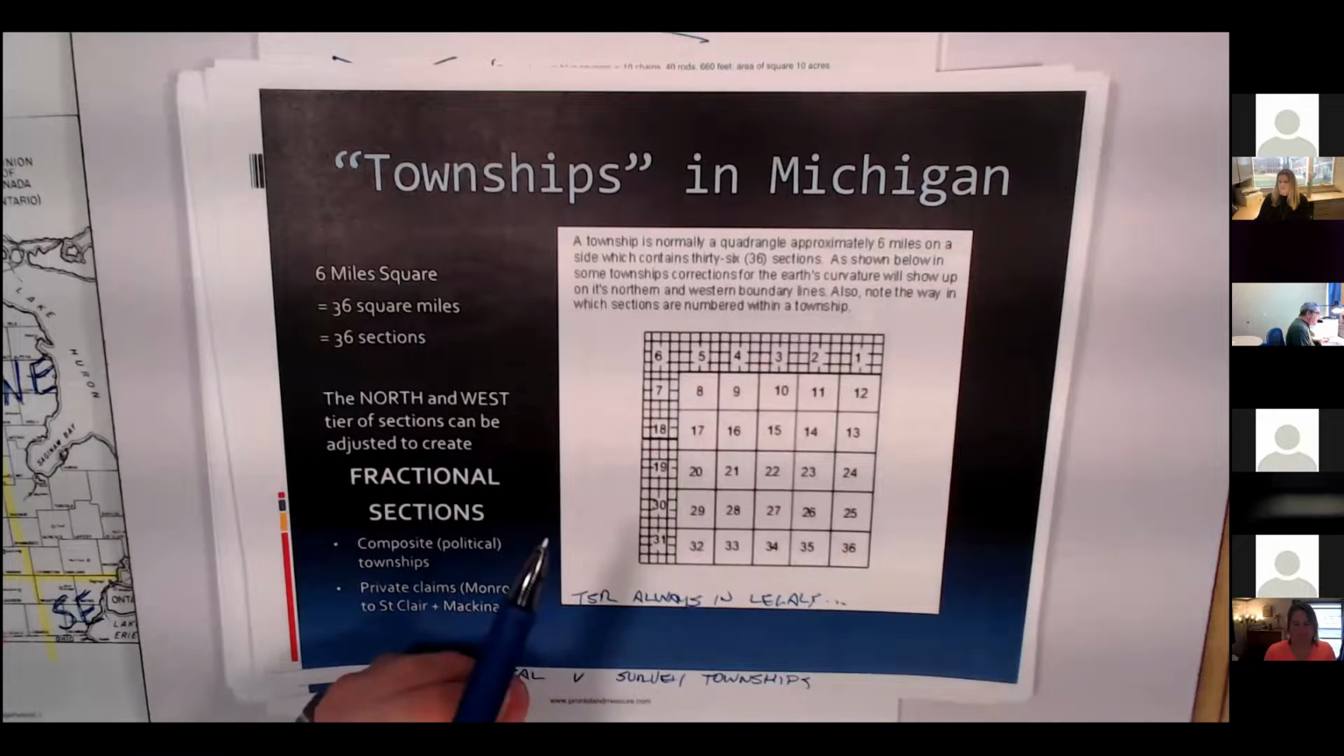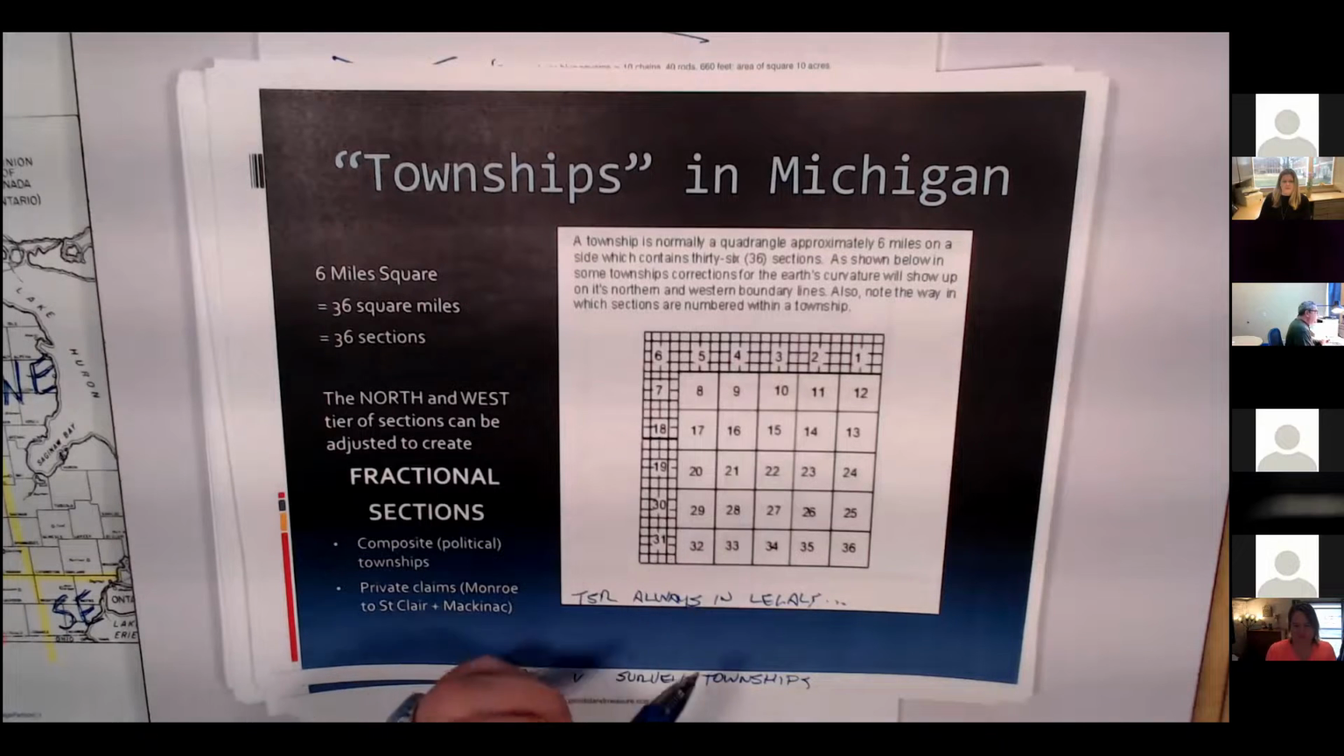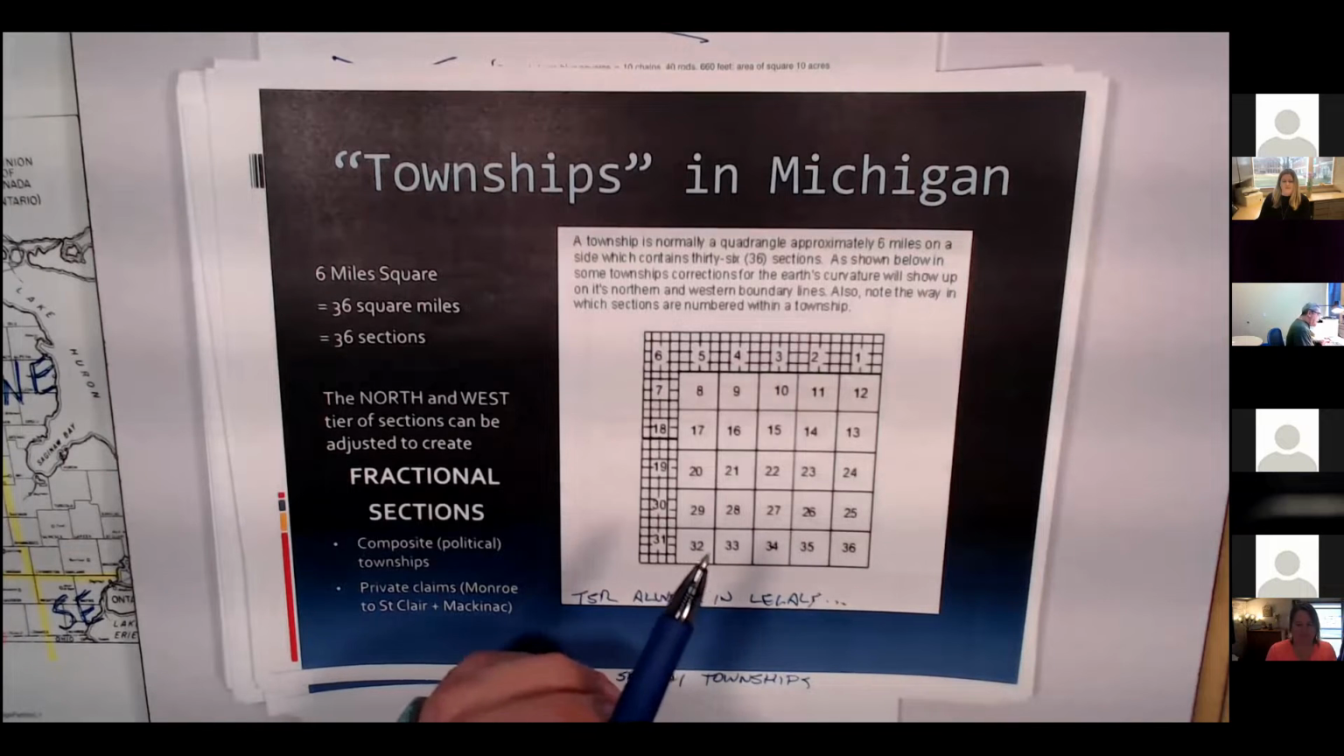However, because the earth is not flat, at least to most people, the earth has curvature, and therefore at some points they have to make up for that.